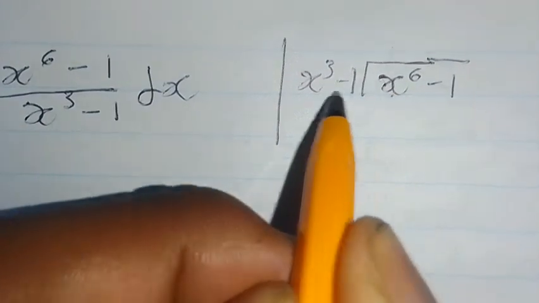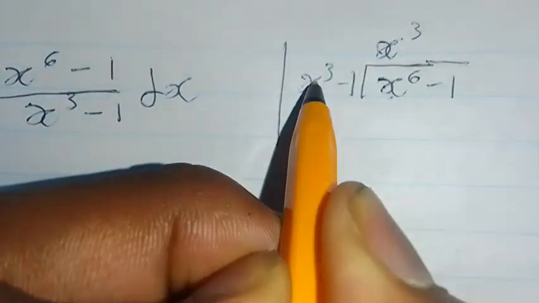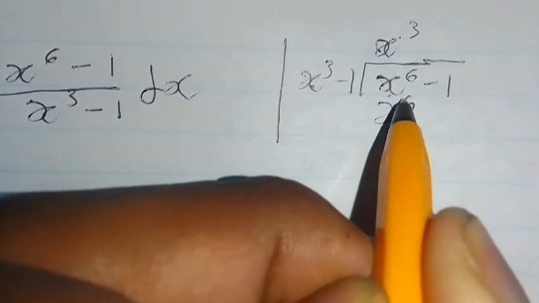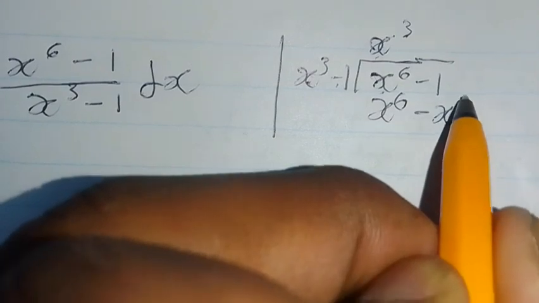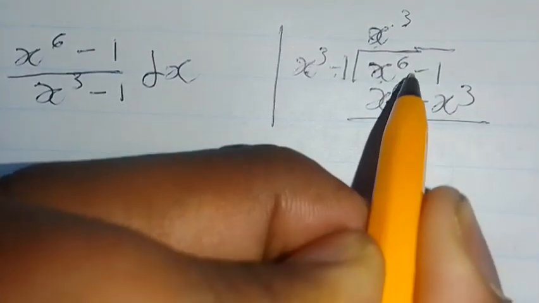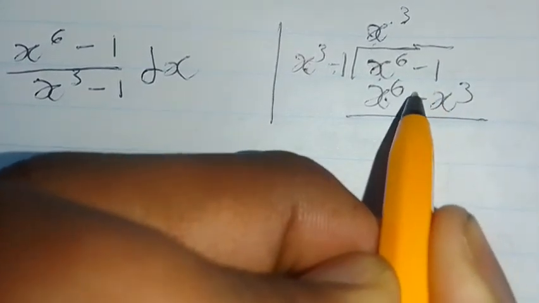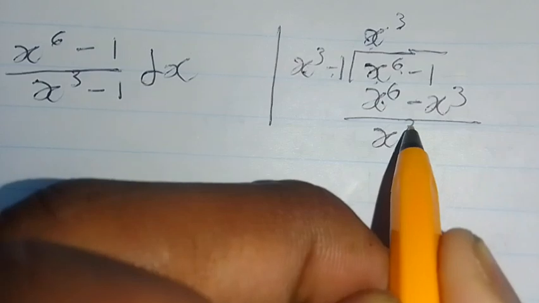So now notice that x to the 6th divided by x to the 3rd is just going to give you x to the 3rd. Now you say x to the 3rd times x to the 3rd, you're going to get x to the 6th. And now you'll say x to the 3rd multiplied by minus 1, you're just going to have minus x to the 3rd. Now you're just going to take x to the 6th minus x to the 6th, which gives you 0. And minus x cubed doesn't have a like term, so you'll say 0 minus minus x cubed, which gives you positive x to the 3rd.